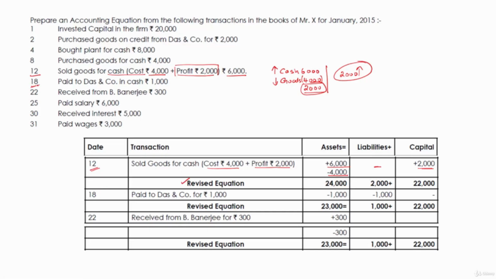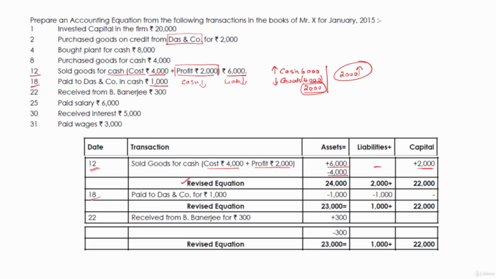Next, on 18th, paid to Das and Company in cash rupees 1,000. So Das and Company is a liability, already we have recorded. So what will happen, cash will come down by 1,000 and liability will also come down by 1,000.